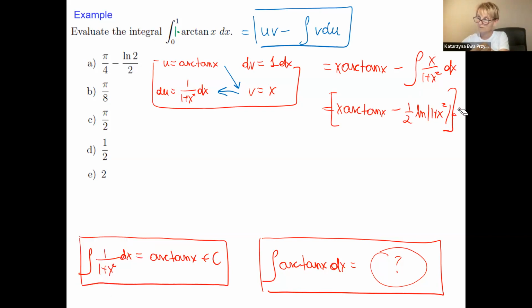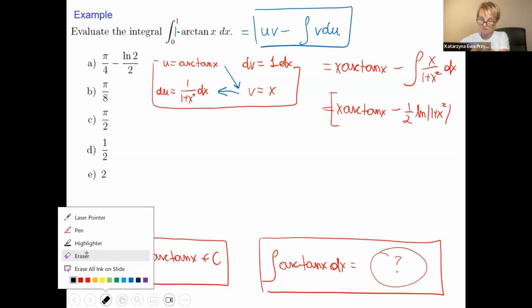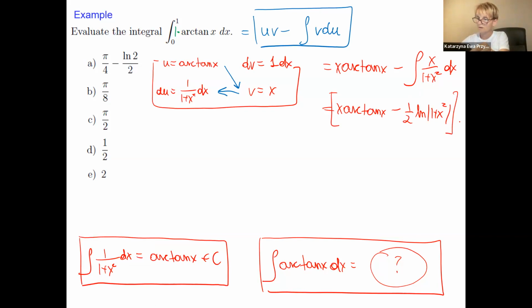Oh, no, the limits of integration. We didn't change them, from 0 to 1. Okay, I did skip the u substitution, but I did use the u substitution in my head. And I think, yes, it looks like answer 1.